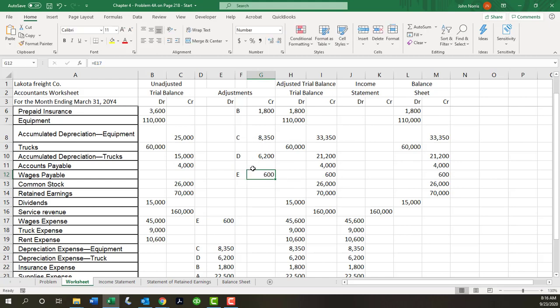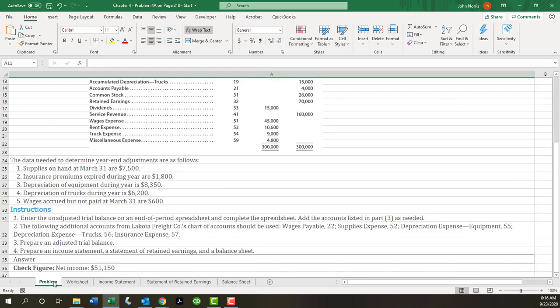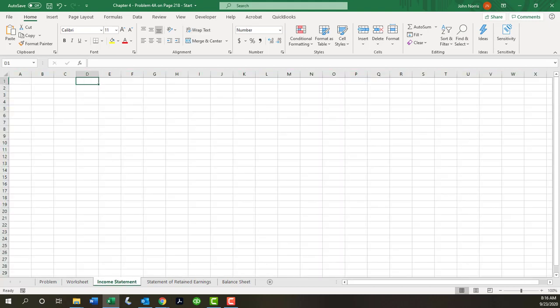So that's our adjusted trial balance, and once again, the net income, the difference between the sum of all the credits minus all of the debits, is $51,500, which is in fact the check figure that we were given for net income.